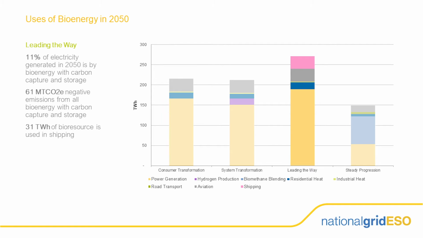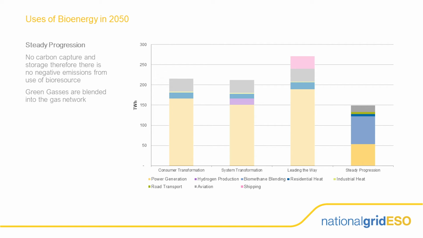In leading the way, we have our highest level of bioenergy resource and the largest amount going to power. This results in 11% of all electricity generated being from BECCS, giving us a removal of 61 megatons of CO2 equivalent from the atmosphere. In this scenario, 31 terawatt-hours of bioresource is being used in shipping. This was to reduce the reliance of the shipping sector on hydrogen. This was possible due to the higher levels of bioresource available in this scenario.